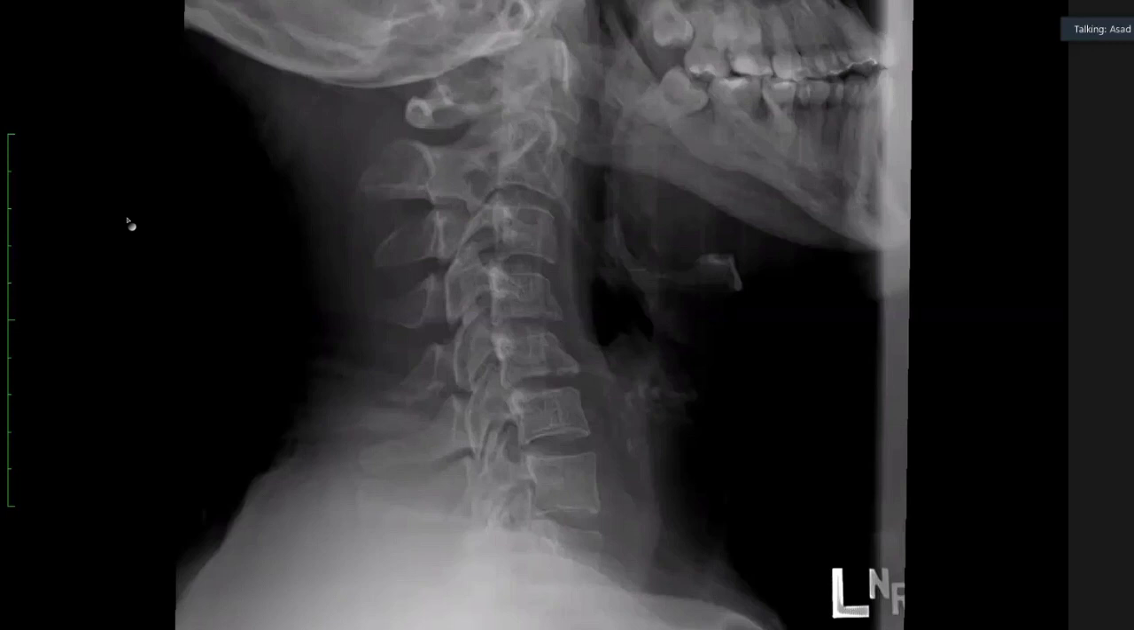Anterior displacement of the C1 over C2. So where is C1 on this? This is your C1. Yeah, I think it's slightly forward as compared to the C2.